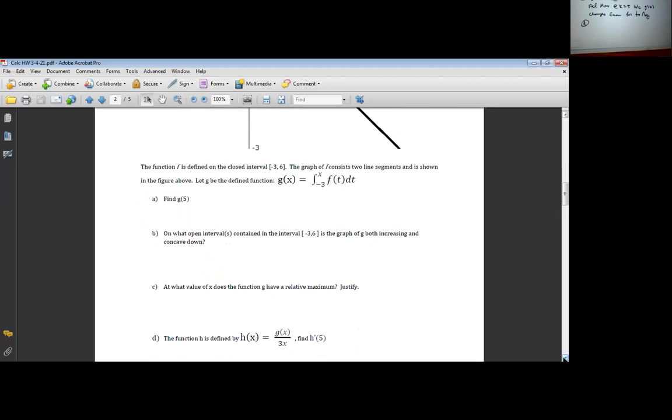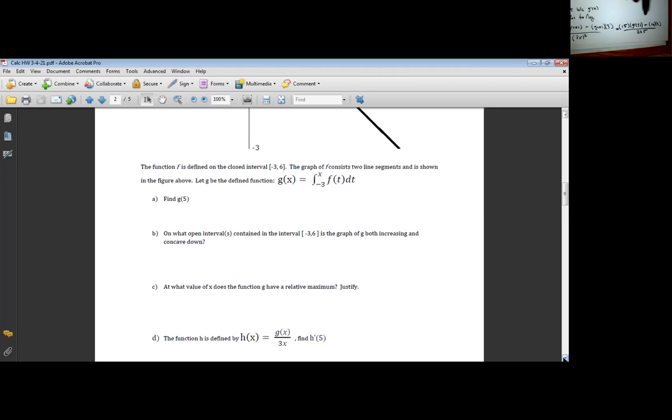H prime, that should be a quotient rule. So H prime of x is equal to bottom, derive the top, minus the top, derive the bottom, over the bottom squared. And into that, we are going to plug in 5. So we've got 15 times G prime of 5 minus G of 5, which you found in part A, that was 16, times 3, over, what are we plugging in? 5 over 225, that's 15 squared.